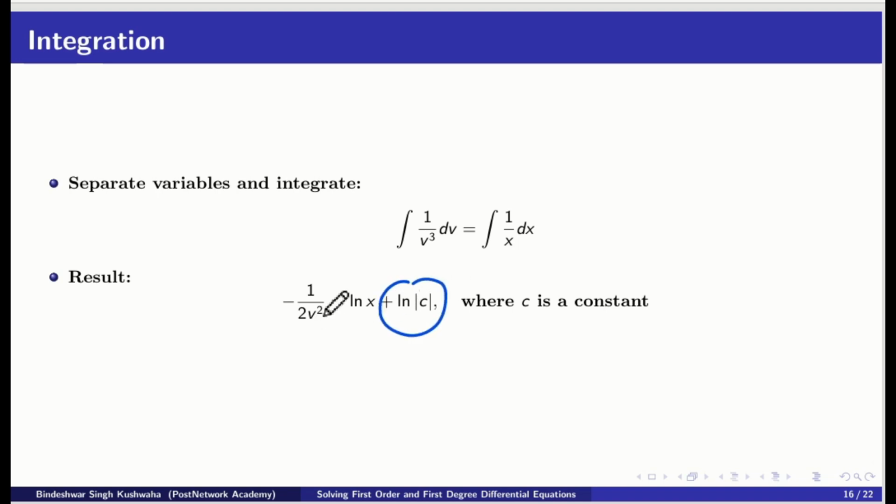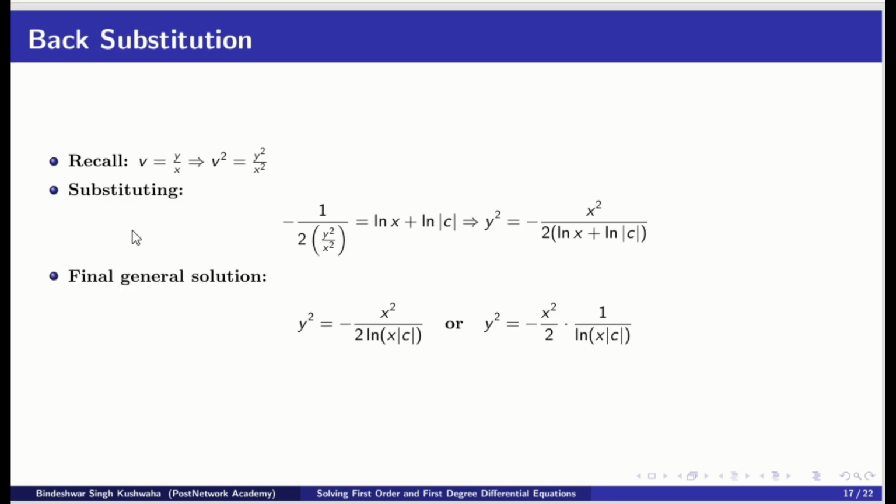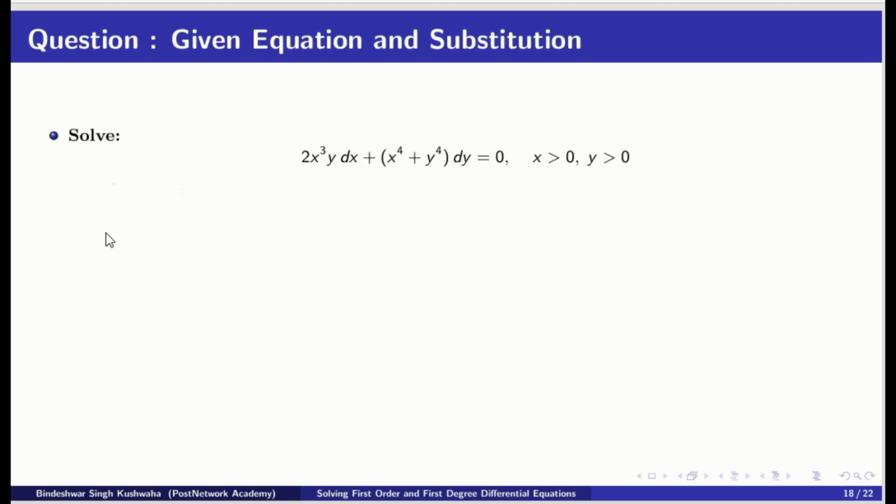Now what will we do? We will put the value of v, because we have substituted, so we have to write the value of v, or plug the value of v, substitute or replace, you can say that. So when we replace it, finally we will get the solution y square is equal to x minus x square upon 2, 1 upon log x into c. And because we don't have boundary condition, so we will have a solution with a constant.